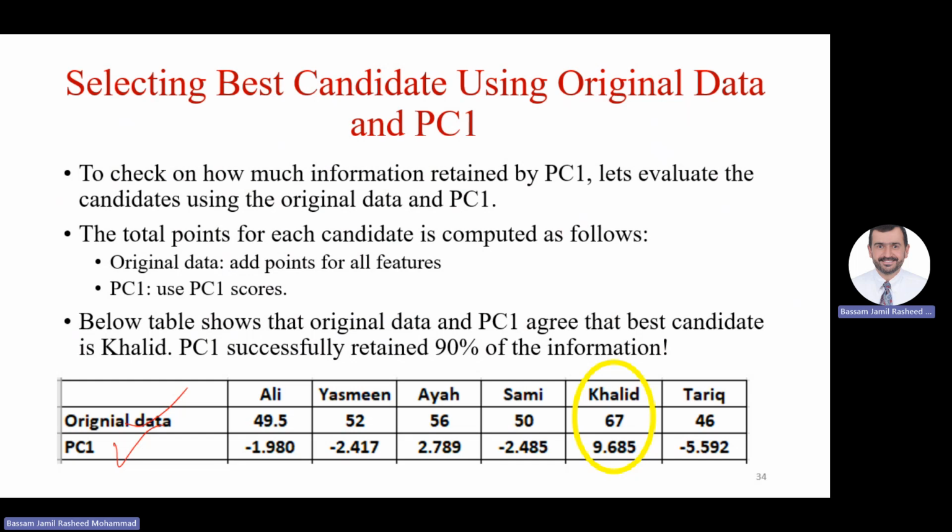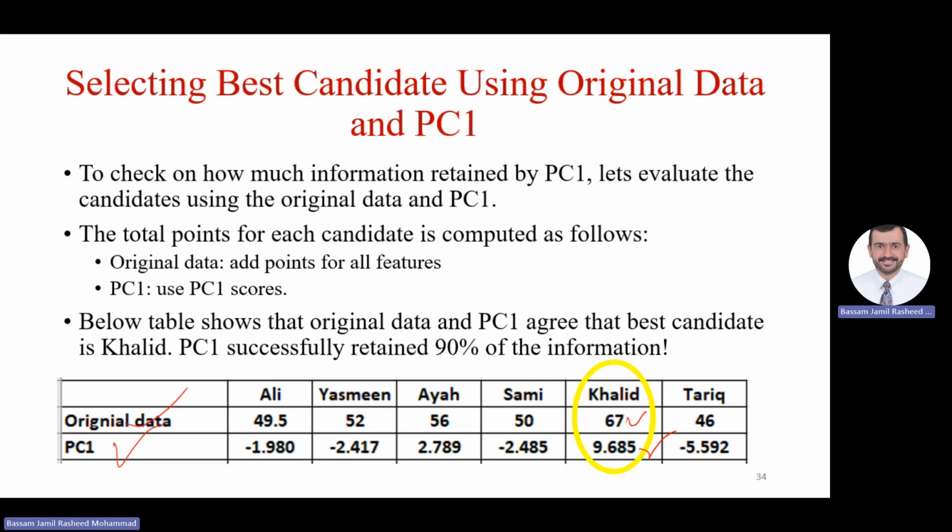Now, the interesting part here is that, notice that in my original data, Khalid had the highest points. Likewise, in PC1, Khalid has what? The highest points. Because PC1 captured 89 or 90% of the data. Right? Makes sense. Highest points in the original data, highest points using PC1. Makes sense or it doesn't make sense? It does make sense. Okay? All right? So notice that we are using the scores in PC1. In the new features, we find the data.